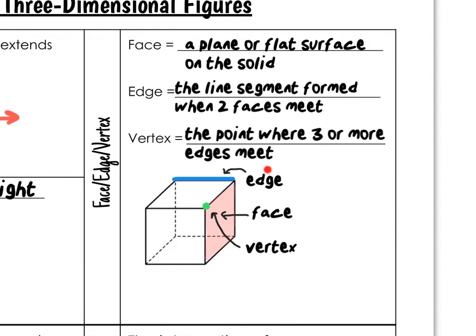Then I want you to also label edge. Here's one of the edges. It's that line segment, so I highlighted it in blue. But here's another edge right here. This is another line segment. Here's another edge. Here's another edge. So you just have to label one of the edges and make sure that you mark it with a different color like I did.